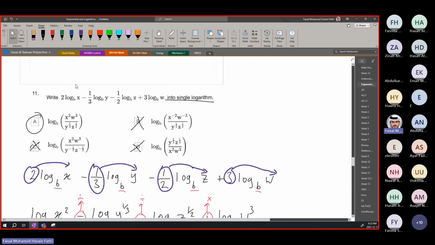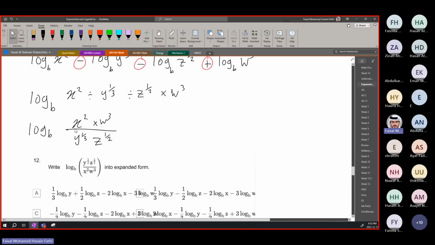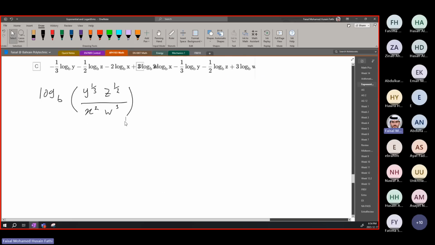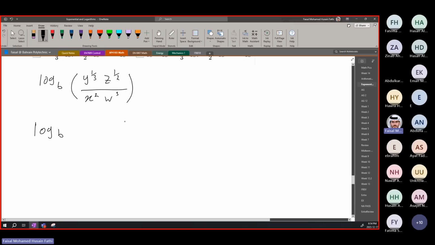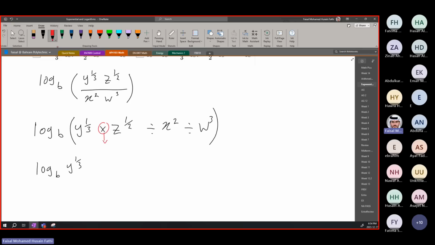So exactly, you see all the steps we did here? We're just going to start from the bottom and go upwards. So the first step, if it makes it easier for you guys, write it in this form. So log b of y to the 1 over 3 times z to the 1 over 2 divided by x squared divided by w cubed. That's the first step. Now you can separate them much more easily. The times becomes plus. The division becomes minus.